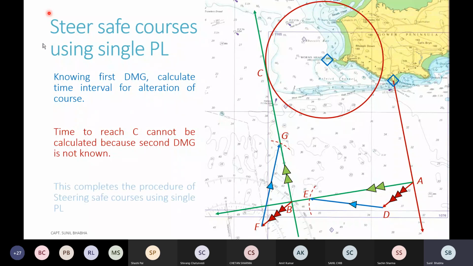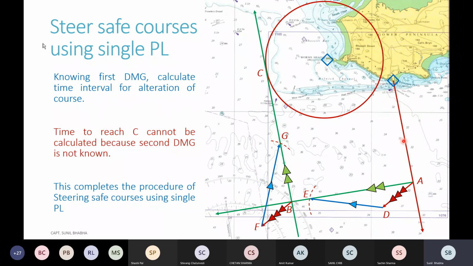Okay. Now, as the complete plot is there for us to see on the chart, we can easily see that irrespective of whichever position we are on our first PL, we could be anywhere on the first PL, but irrespective of wherever we are, if we follow these courses, we are certainly going to reach at point C. So this requirement of passing from Worm's head point at a certain distance off will always be met.